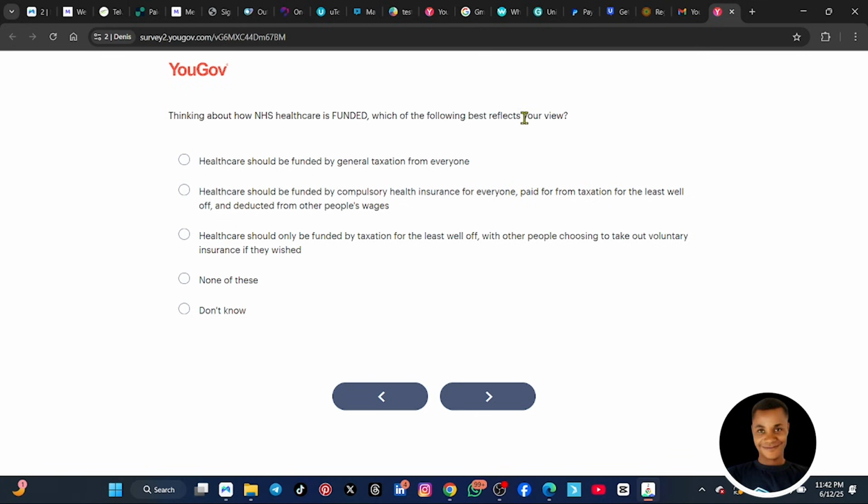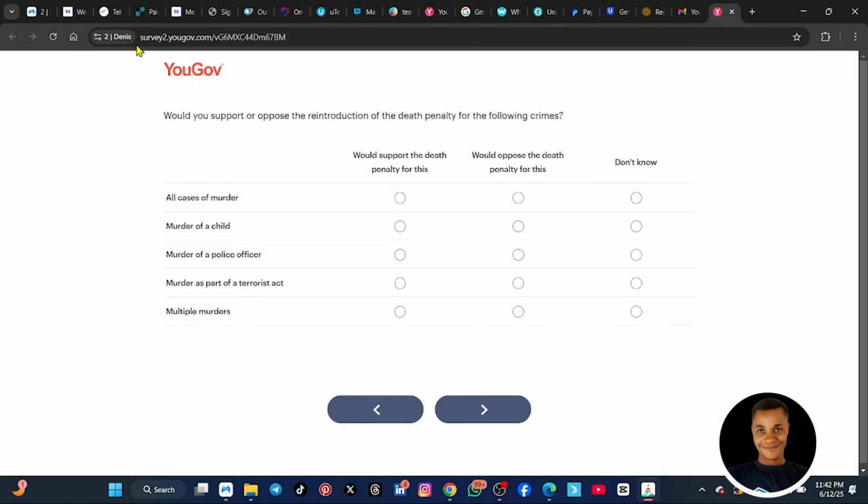which of the following best reflects your view? Healthcare should be funded by general taxation. Healthcare should be funded by compulsory health insurance for everyone. I choose this one. I click on continue. Would you support or oppose the reintroduction of the death penalty for the following crimes? All cases of murder.